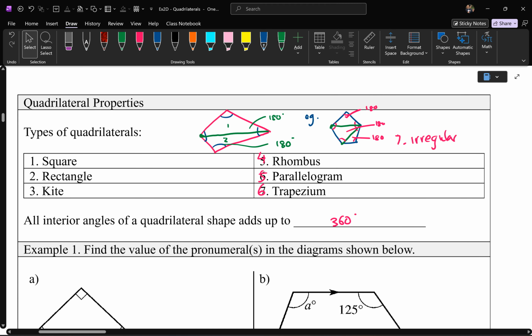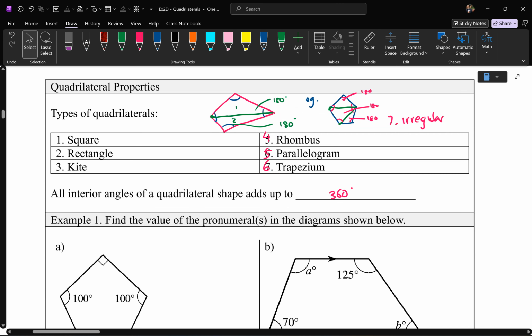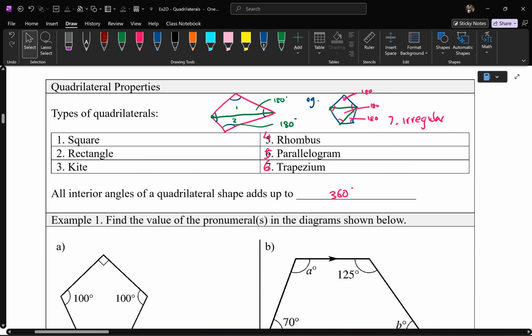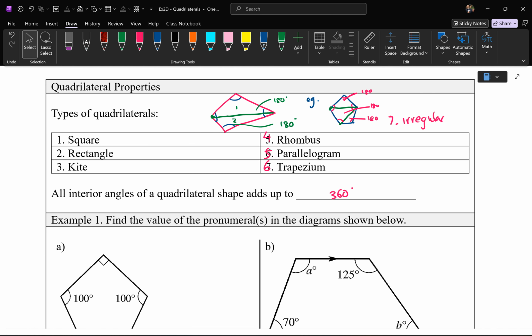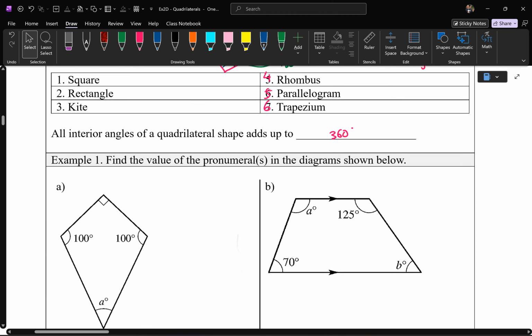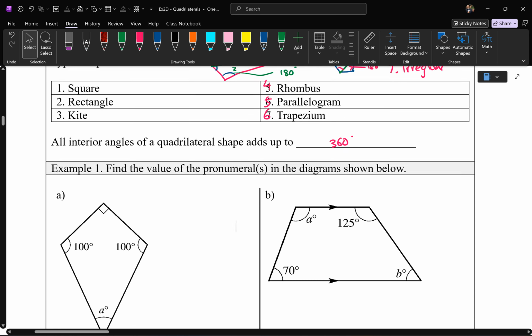Cool. So that's the only theory. So what did you need to know? First one was identify. Can you identify all 7 shapes? And the second skill is, can you use the 360 to solve? So 2 skills. One is identify. Number 2 is to solve. Here we go. Let's do the first two problems together.